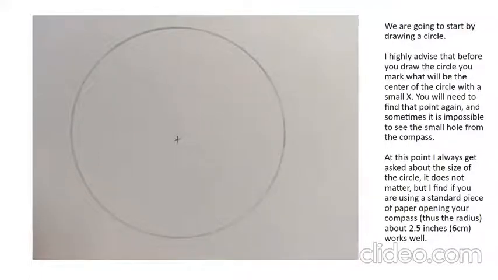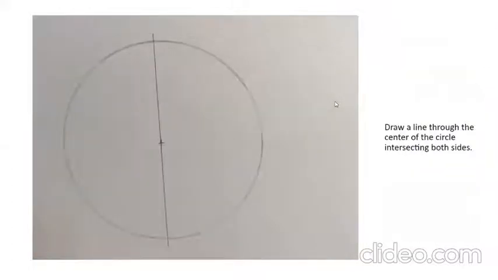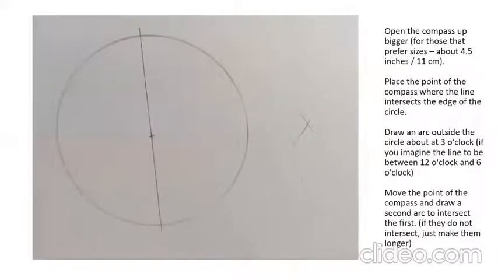People always ask me, how big? It doesn't matter. It very much depends on where you want to go with your design. Since we don't at this point know where we're going to go with our design, let's just make it easy and say we open up our compass about 2.5 inches and draw a circle, starting with a little X at the center. Then we draw a line that goes through the center of the circle and intersects both sides of the circle. Now we have to divide that line up, and that's actually very, very easy.